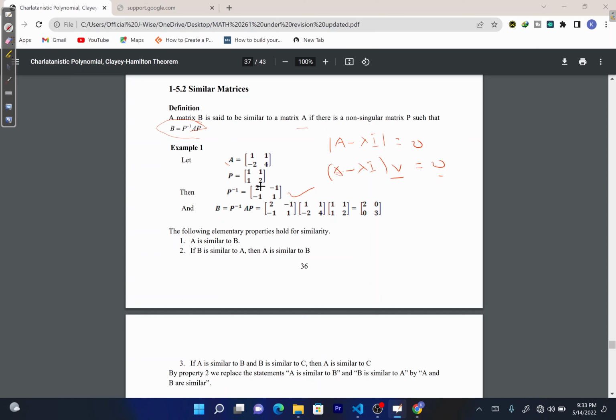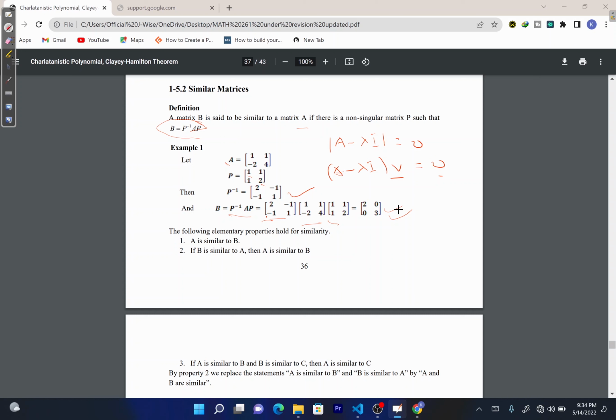Then for the adjoint, you consider the leading diagonal and swap the elements in the leading diagonal, then you negate the elements in the other diagonal. So you swap 1 and 2, then you negate the other ones, that's 1 and 1. So that will be 2 negative 1 negative 1 1. Okay, so we find our similar matrix B given by P inverse AP. This is P inverse, this is matrix A and this is matrix P, and we get 2 0 0 3, where 2 and 3 are the eigenvalues.